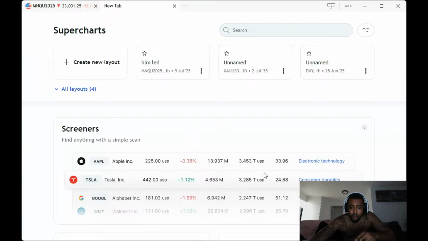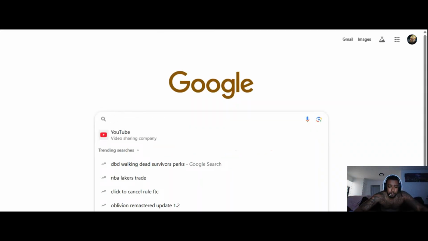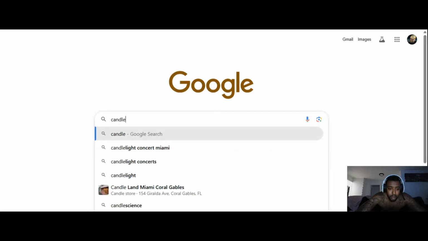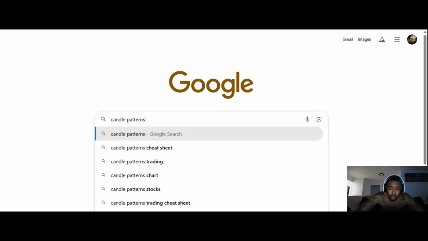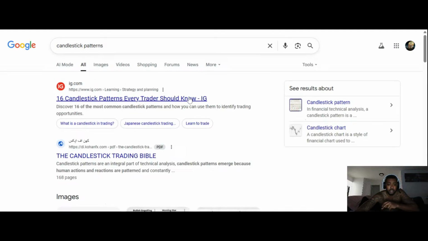Hold on right quick. Stop sharing. This is how you look at it. Share. Hold on, let me share my screen. All right. So you just go on Google. You type in candlestick patterns. And you just click whichever one.